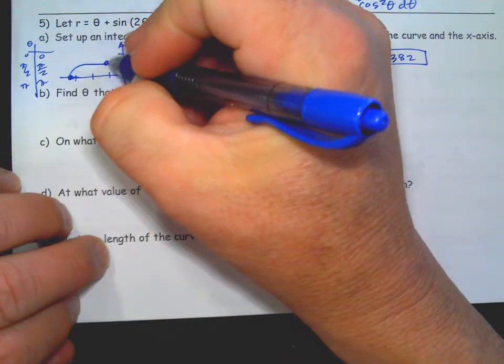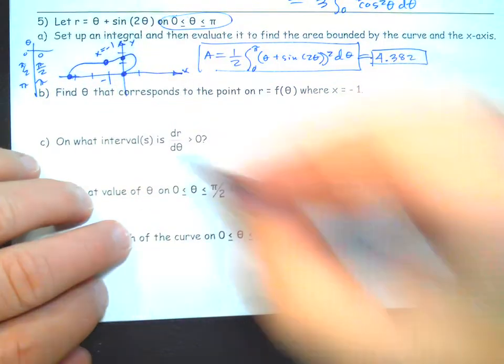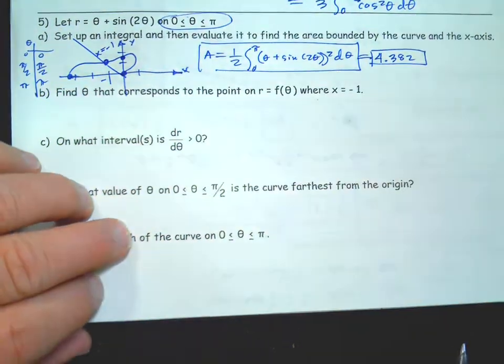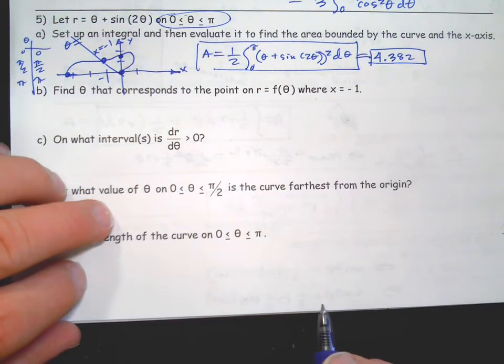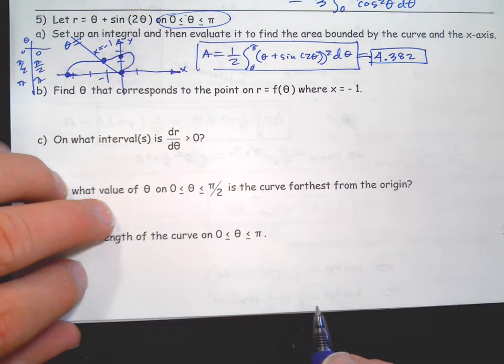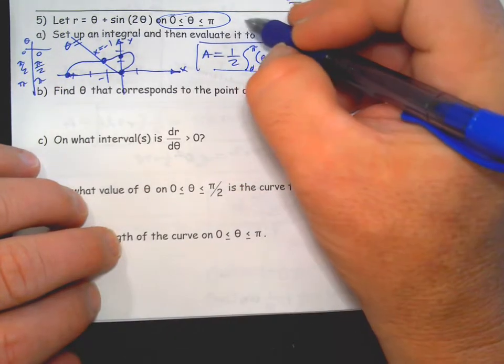Find theta that corresponds to the point on r equals theta plus sine 2 theta where x equals -1. So there's some point right here where x equals -1, right? You want to know, what's the angle where that happens? What's theta? I think you probably need to use a calculator to do this. So this should be a graphing calculator problem.